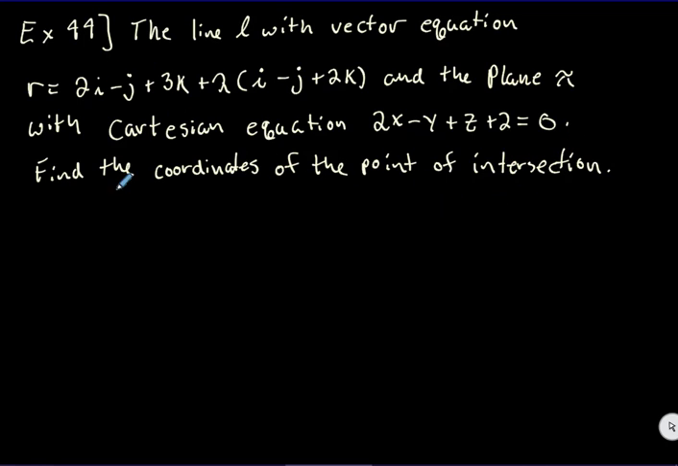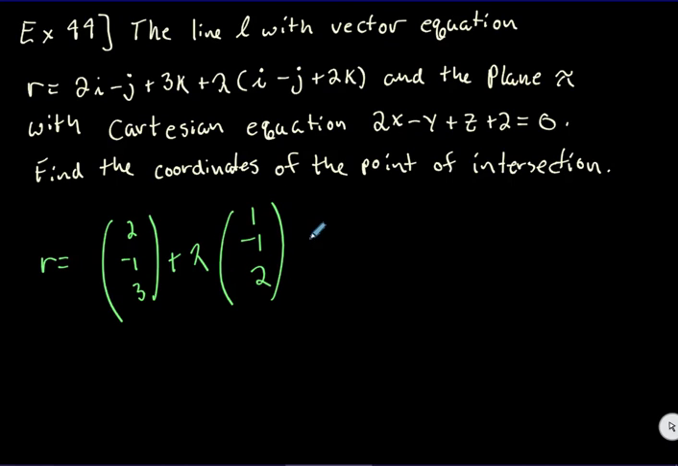Sometimes I like to write this vector out. I could write this as the vector (2, negative 1, 3) plus lambda times (1, negative 1, 2). It's a little bit easier to see how this works out. From this I can see my x coordinate in parametric form would be 2 plus lambda, my y would be negative 1 minus lambda, and my z would be equal to 3 plus 2 lambda.